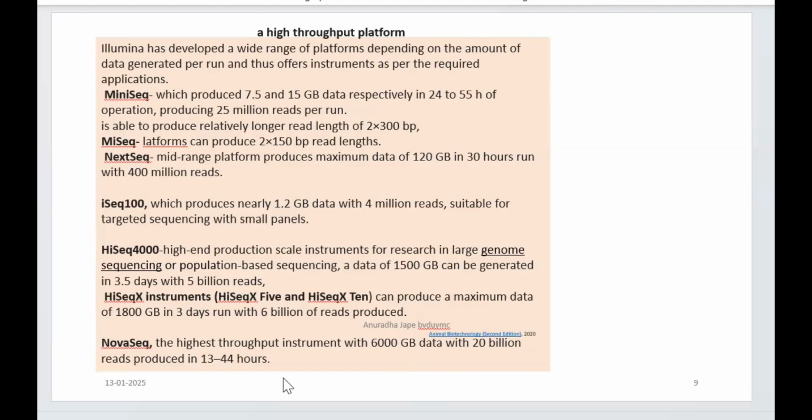So with reference to the size of the DNA that can be sequenced and the time required, these are the different versions, you can say, of Illumina instrumentation. There are high throughput platforms, but the efficiency is different. So when I say MiniSeq, you are going to have up to 15 GB data that can be processed, and it is going to take about 55 hours. Compare this MiniSeq against NovaSeq, 6,000 gigabytes, right, and just in 44 hours. So this is how the advancement is there in the platforms.